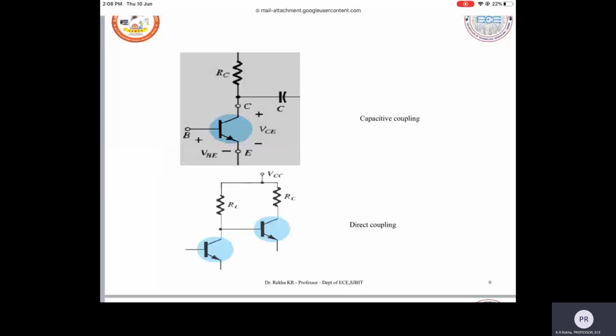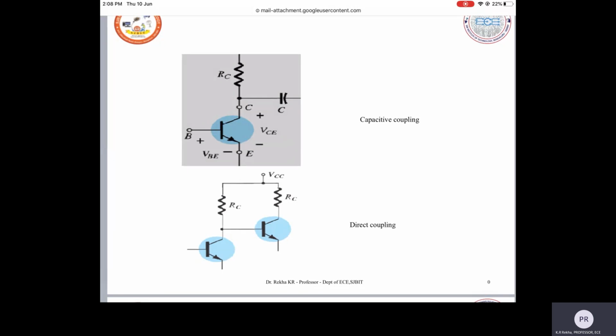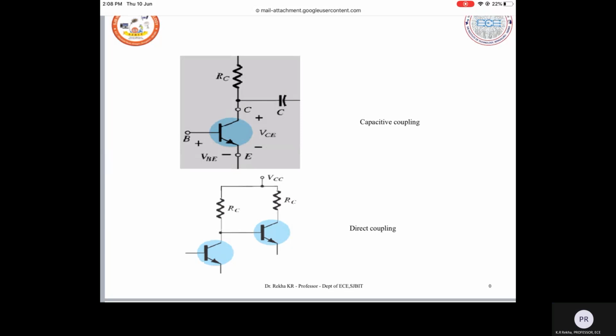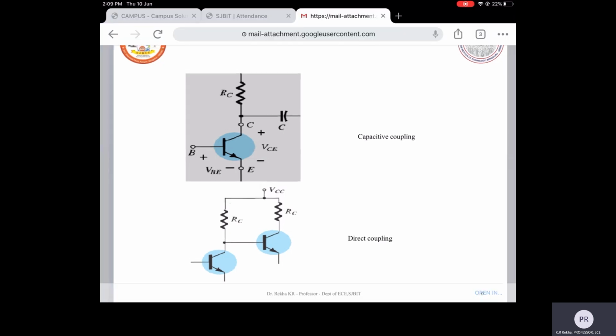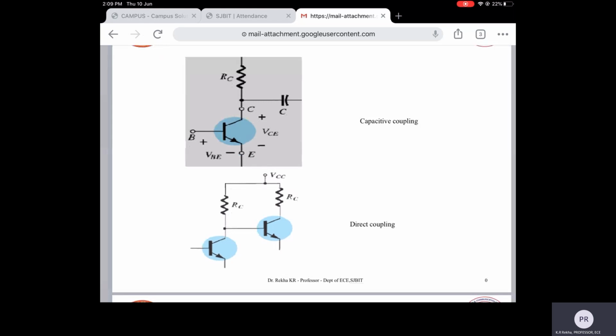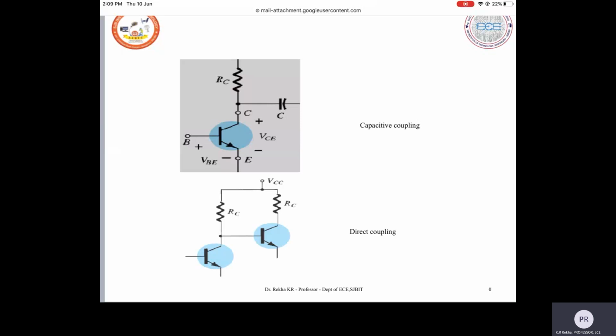In this, capacitor coupling is used, and also direct coupling will be used. What do you mean by coupling? One stage of the transistor or amplifier is coupled with another stage, which is known as coupling. Coupling is required in order to increase the gain of the amplifier. There are different types of coupling you will come across: capacitive coupling, direct coupling, emitter coupling, according to the components used.